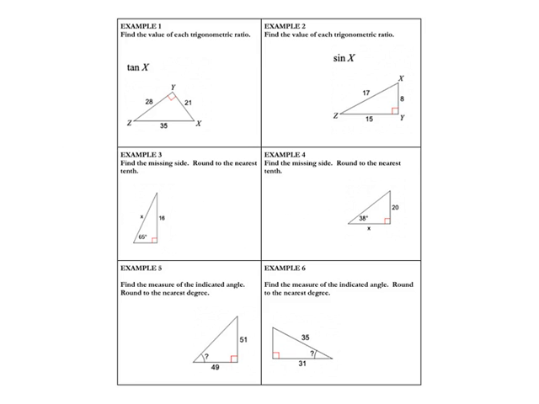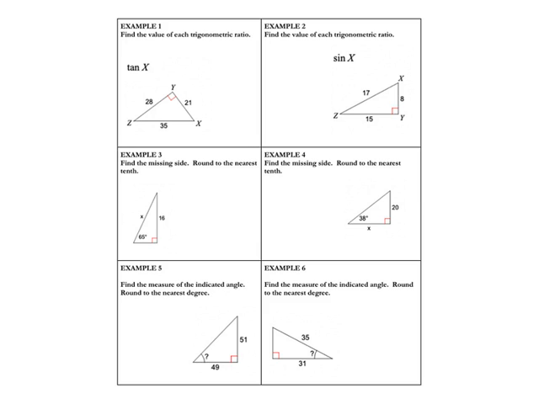Okay. So let's begin with example 1. 1 and 2 you won't need a calculator for, but you're definitely going to need it after that. We're trying to find the value of each trigonometric ratio. That's basically writing it as a fraction, as we're used to doing.